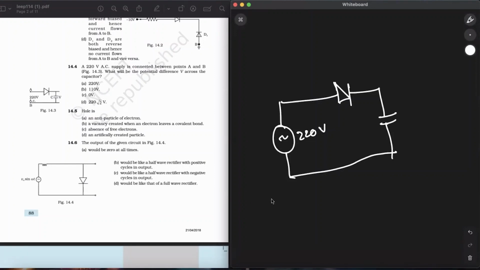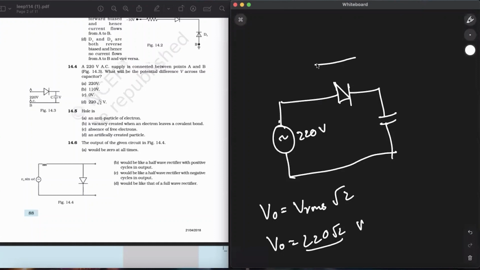Tell me. Peak value V naught is V root mean square into under root 2, right? And VRMS has already been given to us as 220. So this will be the answer, V naught. That much potential will be released from over here. No potential drop will be across this diode because it will act as a closed circuit just like this. Okay. Now when it reaches here, the potential drop across this capacitor will be equal to the potential that has been given by this source.